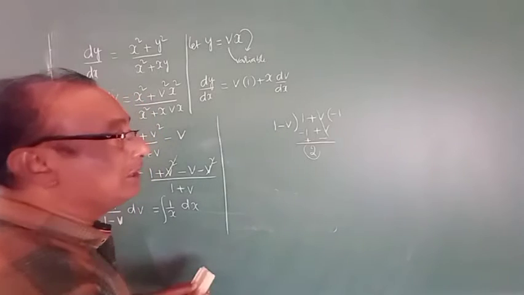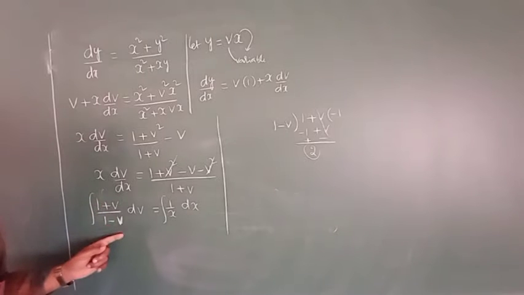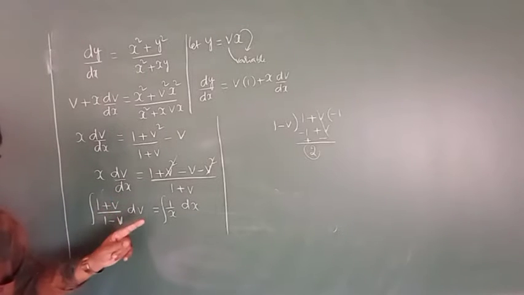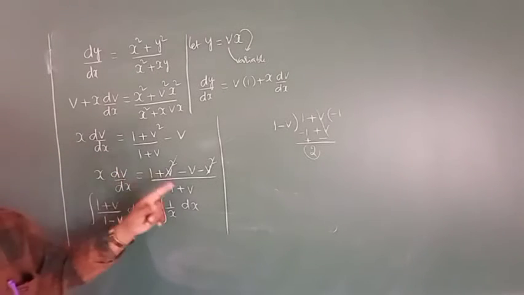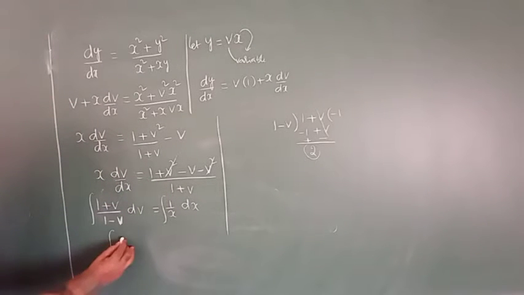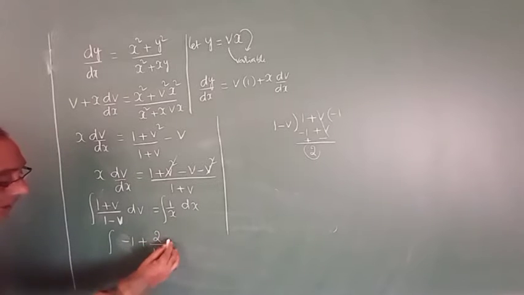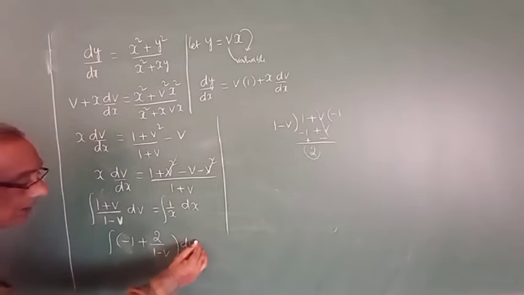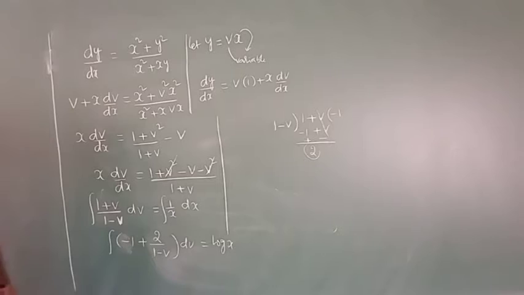1 minus v, I am going to write, because the degree of the numerator and the degree of the denominator are equal, or the numerator degree is greater. We have to discuss the division method in indefinite integration. Basing on that, I am writing here: integral of 2 by 1 minus v into dv, where the quotient is minus 1 and the remainder is 2, is equal to log x. Separate the two parts and apply the integration.